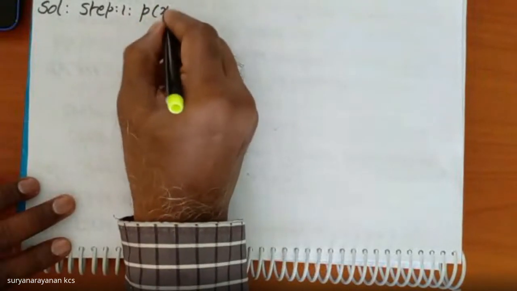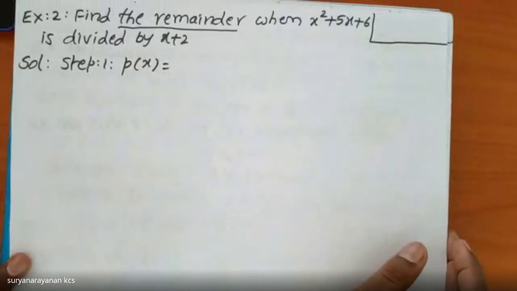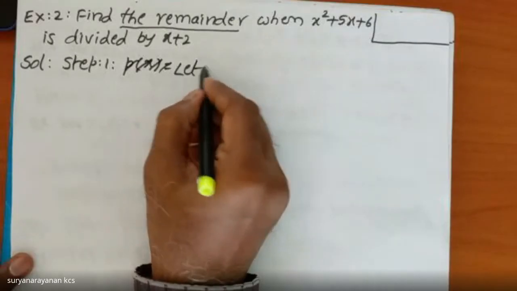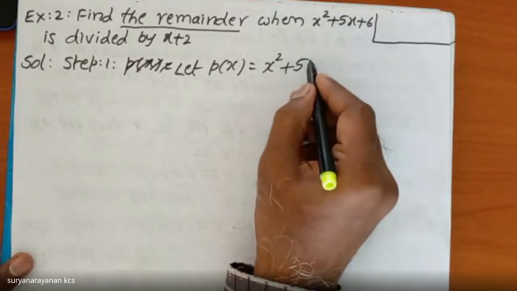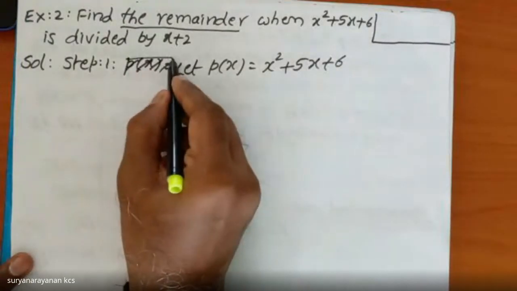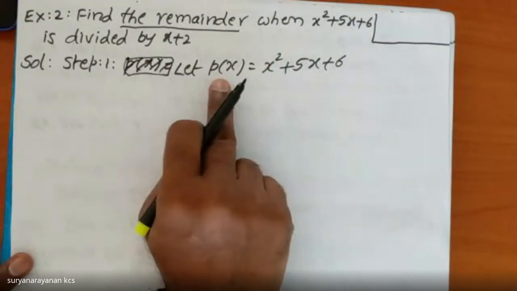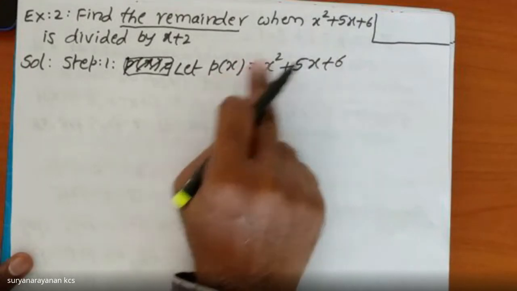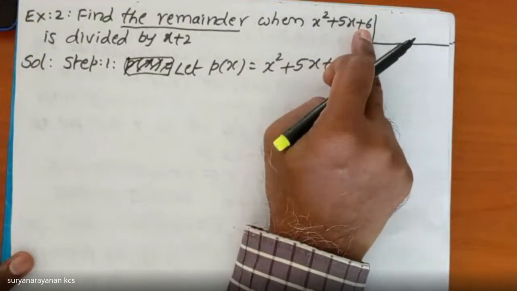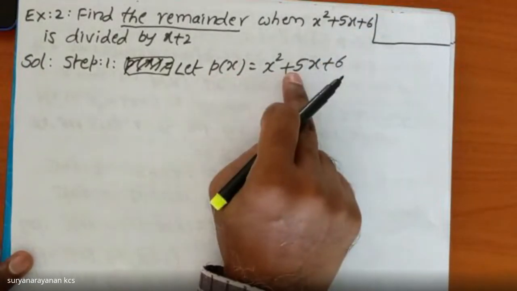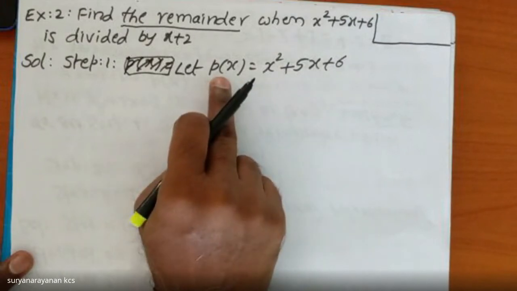Let P of x be... Yes, very good. Let P of x is equal to... What is P of x here? x square plus 5x plus 6. Here it is not given. We assumed here, for our convenience. This is not given in the question. They did not give P of x is equal to x square plus 5x plus 6 like this. Only for our convenience, we assumed the given polynomial is P of x.